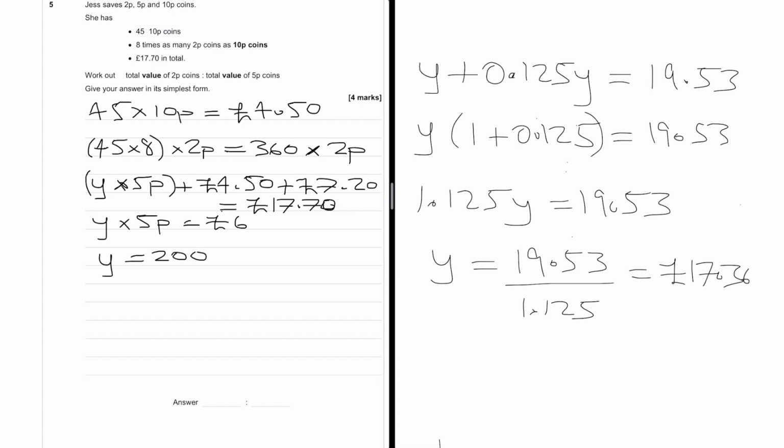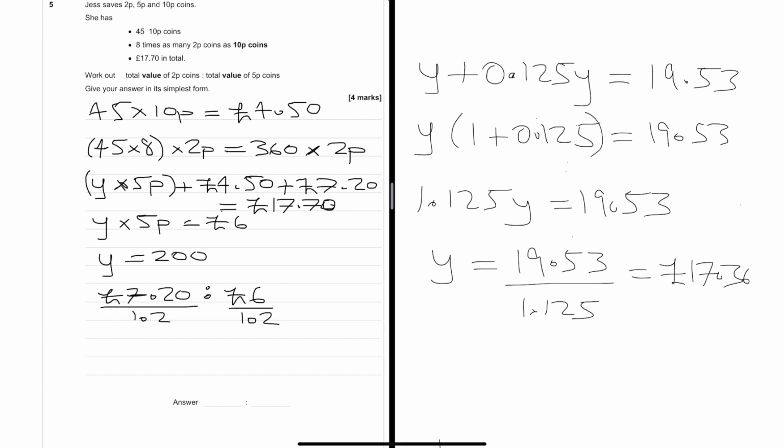So then the total value of 2p coins is, and our final answer is, £7.20 to £6, or 7.2 to 6. Ideally, when we're writing a ratio, we want both values to be whole numbers. So is there something we can divide 7.2 and 6 by? Well, there is. There are multiple ways to do it, but one thing I can see is that you can divide both by 1.2.